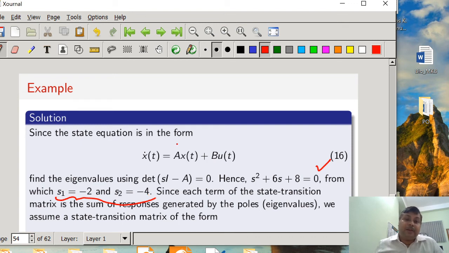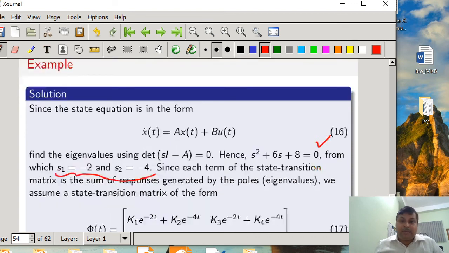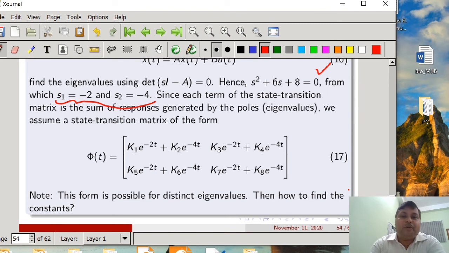If the eigenvalues are real and distinct, then e to the power At will be in the form of equation 17: k1 into e to the power minus 2t plus k2 into e to the power minus 4t, k3 into e to the power minus 2t plus k4 into e to the power minus 4t, k5 into e to the power minus 2t plus k6 into e to the power minus 4t, and another element k7 into e to the power minus 2t plus k8 e to the power minus 4t. This form can be written only when the eigenvalues are real and distinct.